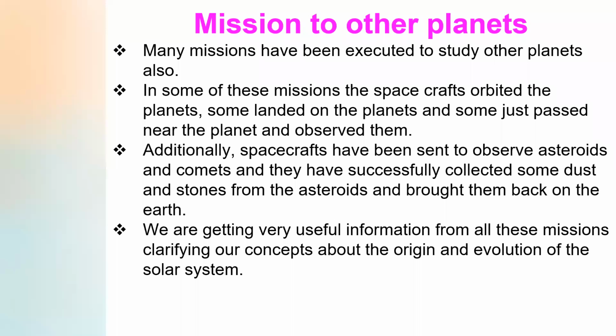Some space missions just want to observe asteroids and comets and collect some stone and dust. From all these missions, students, we gather very useful information, clarifying concepts about the origin and evolution of the solar system. We clarify from where the solar system originated and how its evolution might have taken place.